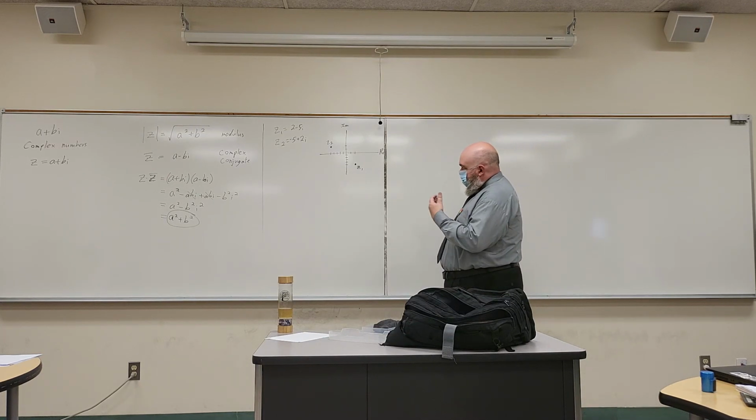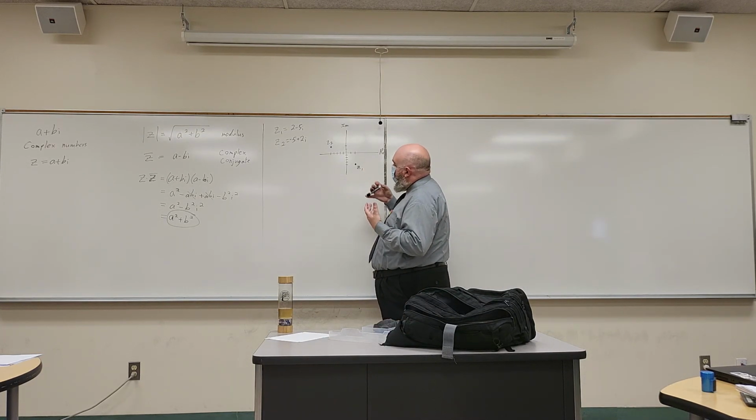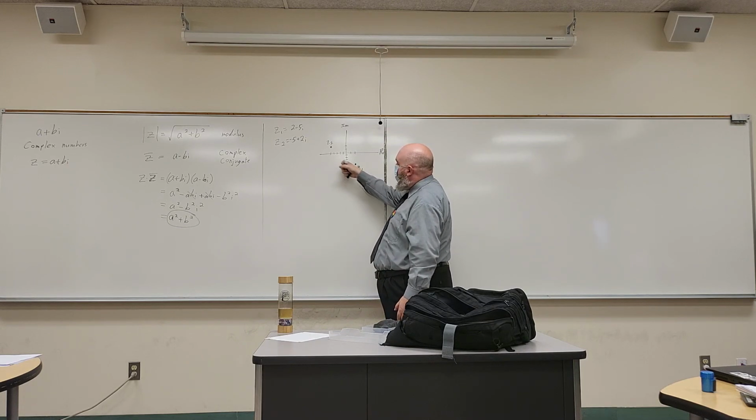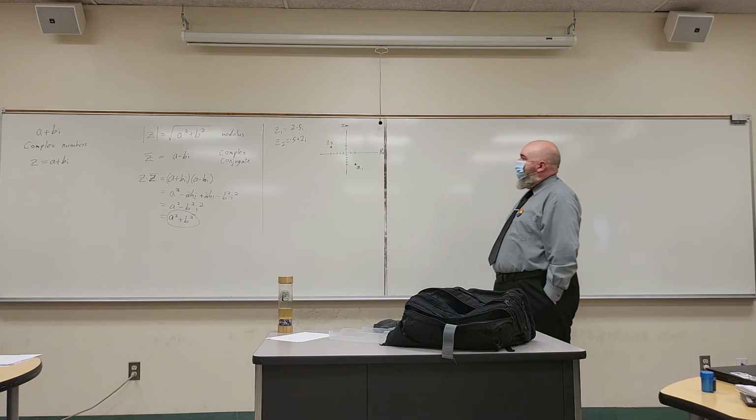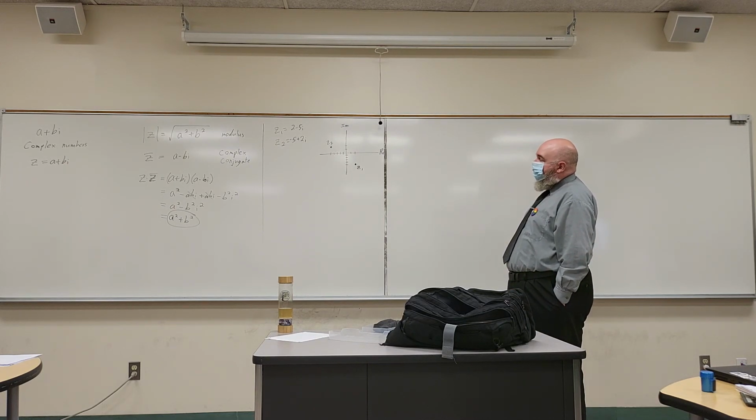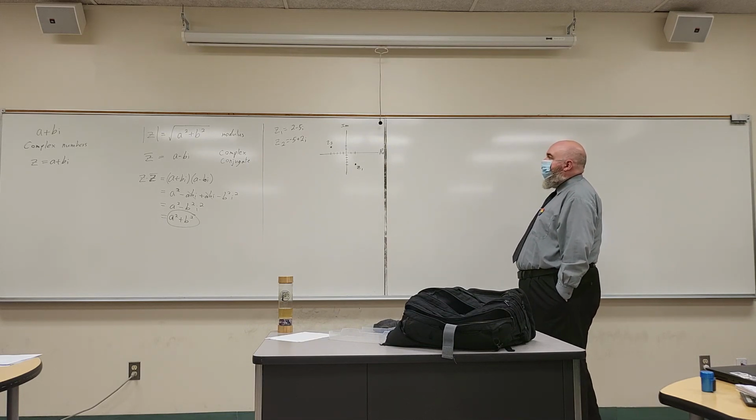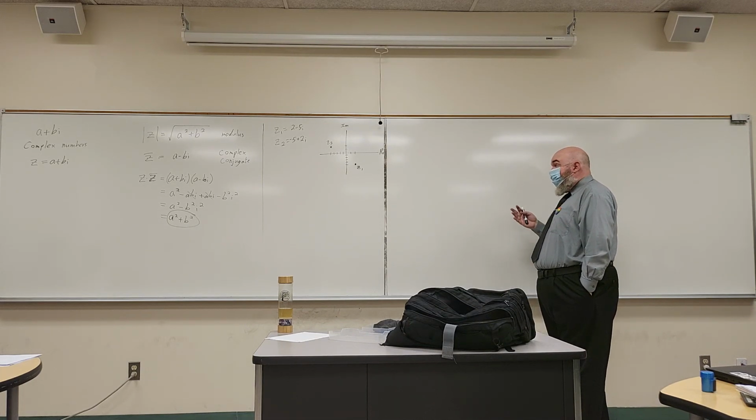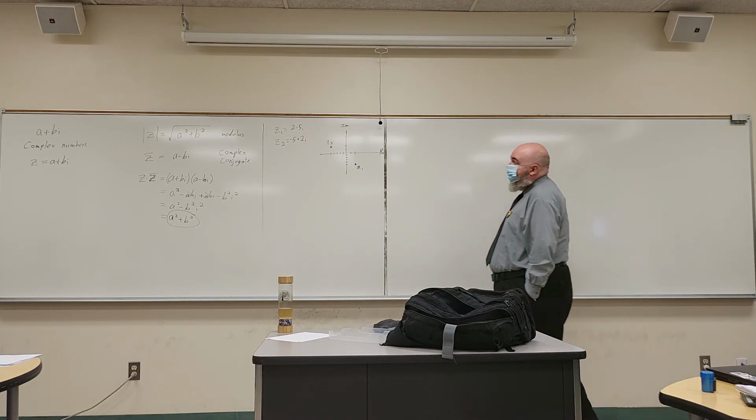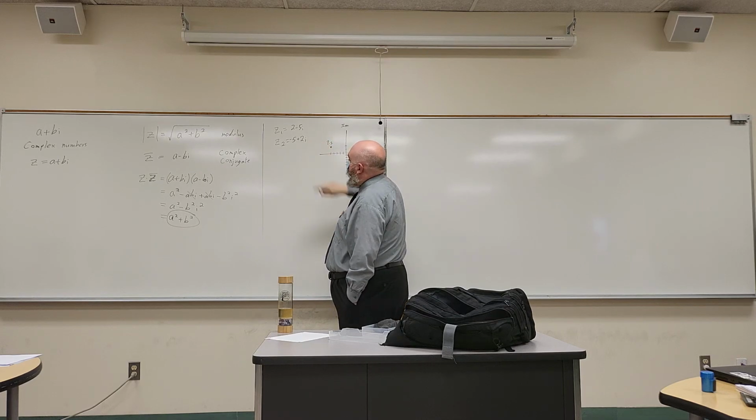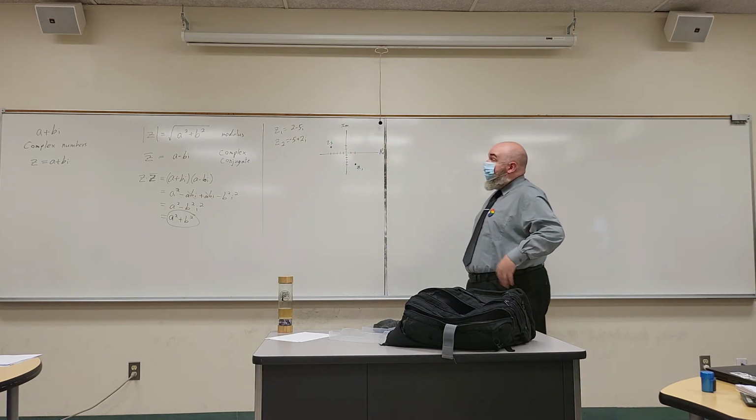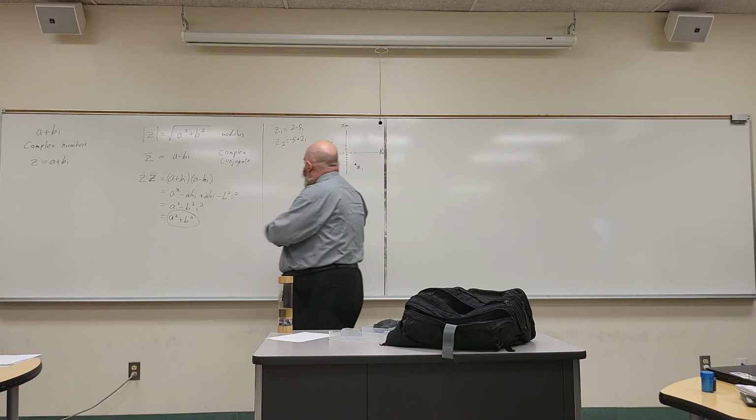So you can see how the question, which of these numbers is bigger, doesn't make a lot of sense. Certainly Z1 has a greater real component, because 2 is greater than negative 5. Z2 has a greater imaginary component, because 2 is bigger than negative 5. But the numbers themselves can't be compared. Now I can find the modulus of them. That shouldn't be a problem.